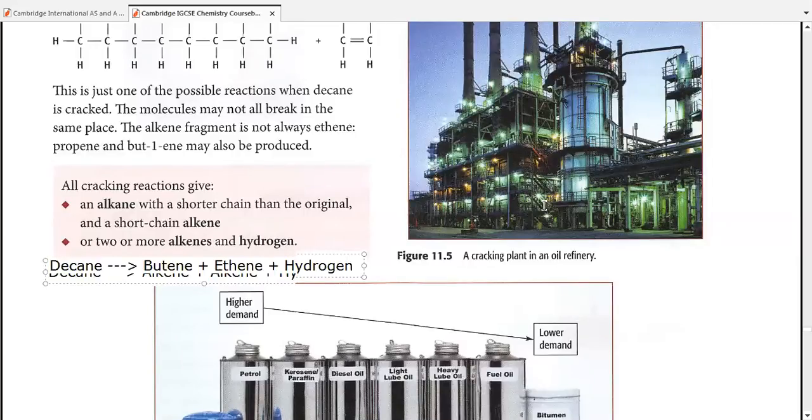So C10H22 is equal to 2C4H8 plus C2H4 plus H2. Very good. Good work. That means I have got a complete grasp on it. Good work, Zain. What about Zoha and what about Ayan?